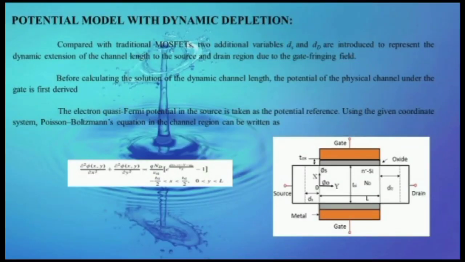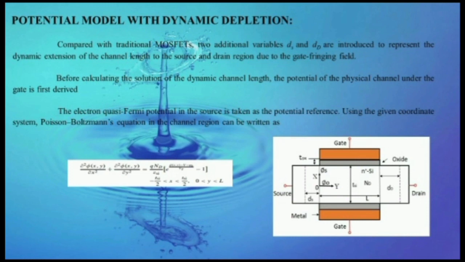In this slide, we are going to see the potential model with the dynamic depletion. The dynamic extension of the channel length to the source and drain region is due to the gate fringing field. Calculating the solution of the dynamic channel length, the potential of the physical channel under the gate. Solving the 2D Poisson equation allows us to determine the potential distribution in a given 2D region with the boundary conditions. This potential distribution is essential for understanding the behavior of electric field and charges in various physical systems, including semiconductor devices like transistors and diodes, as well as in other electrostatic and electromagnetic applications.